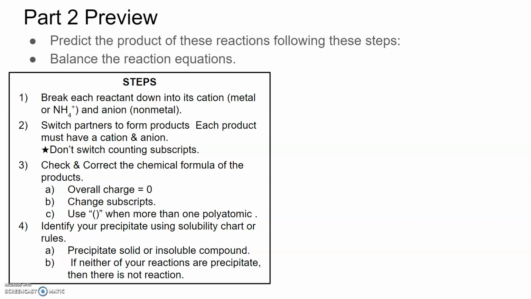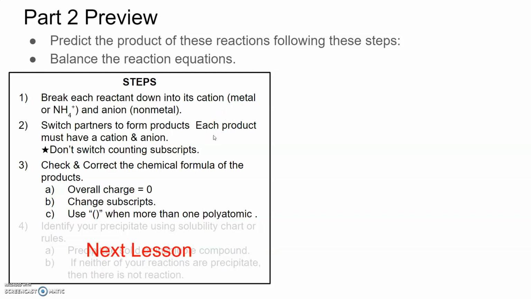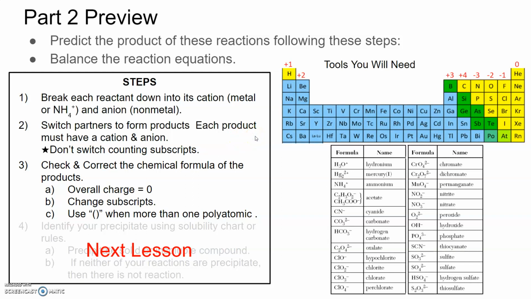to get the overall charge to be 0. And then this last step here, which is identifying the precipitate, we're going to do that in the next lesson. So we won't cover that. We're just going to follow these first 3 steps for predicting the products. The tools that you're going to need for that are the common ionic charges and the list of polyatomic ions.